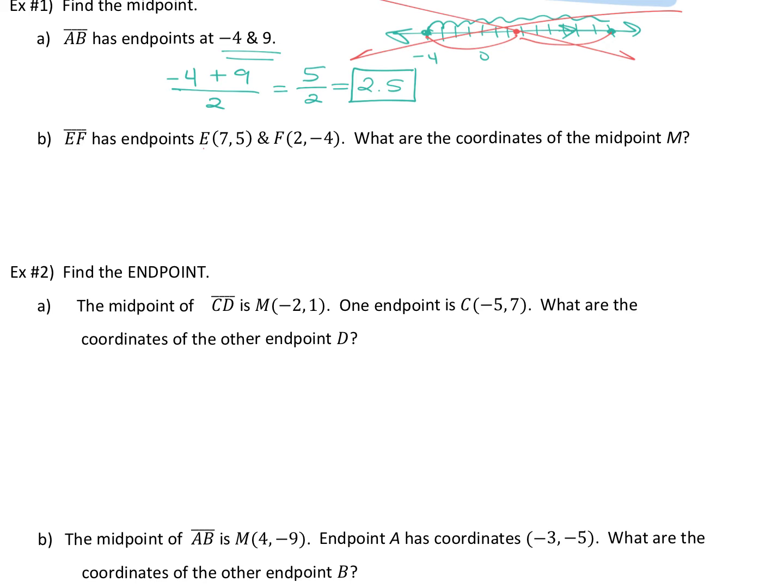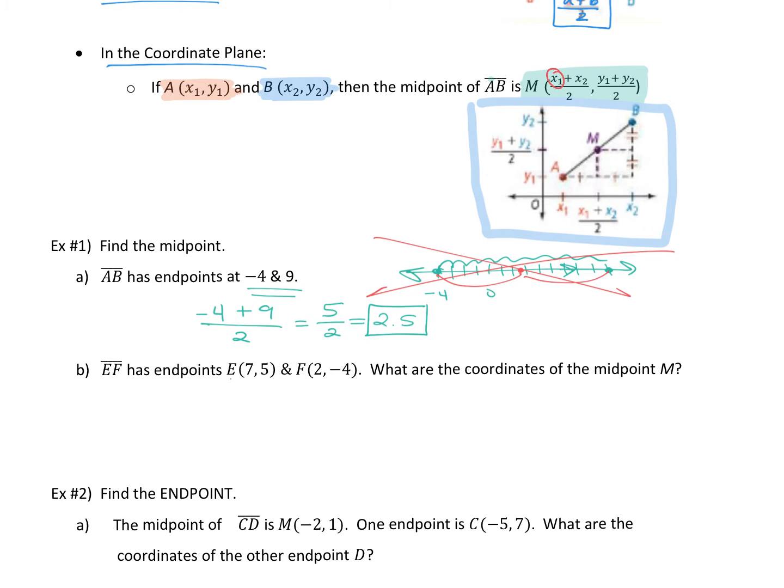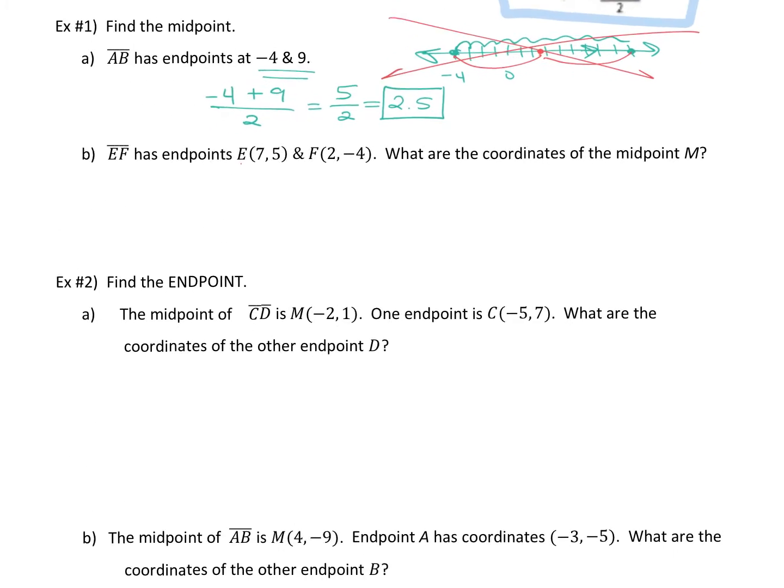Here's what I highly, highly recommend you do. Every point on the coordinate plane has an X value and a Y value. But we're going to be dealing with an X1 and an X2 and a Y1 and a Y2. It is super important that you know which is which, because if you start mixing them up, you're going to get very weird answers.